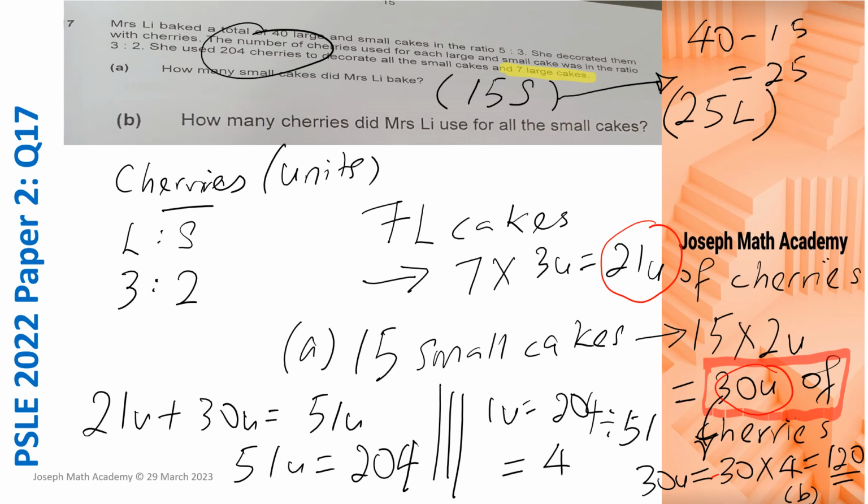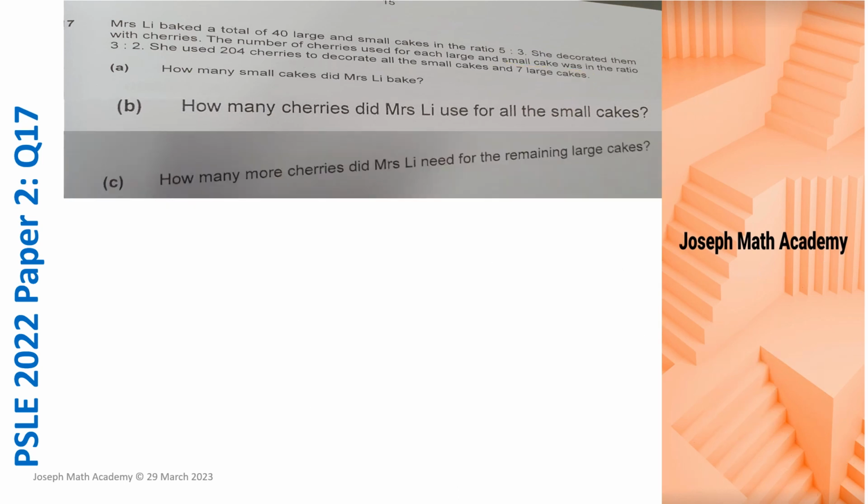Okay, we are left with question C. Let's recap. Question A, 15 small cakes, that's the answer. Question B, 120 cherries. Now we are going on to question C. How many more cherries did Mrs. Lee need for the remaining large cakes?